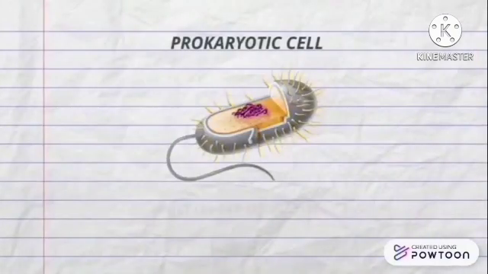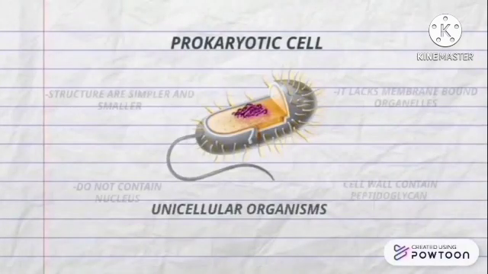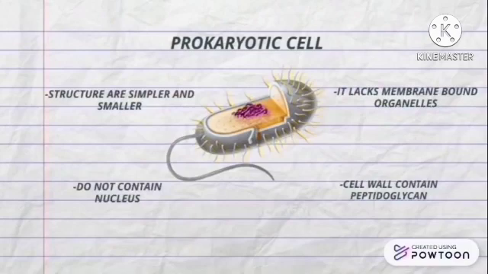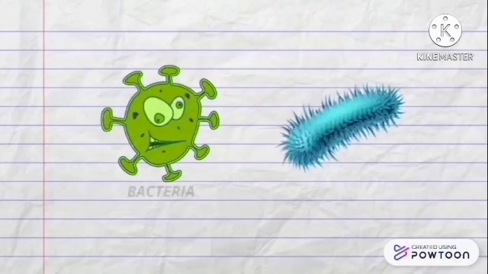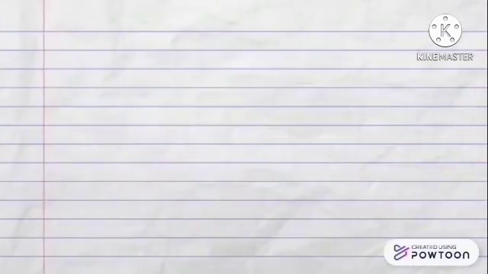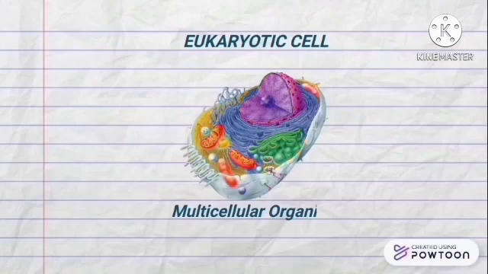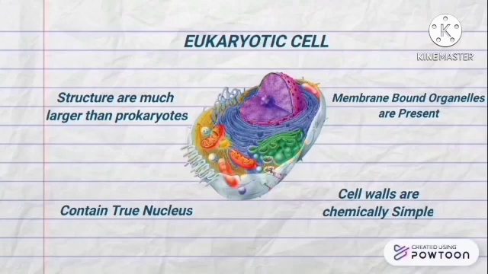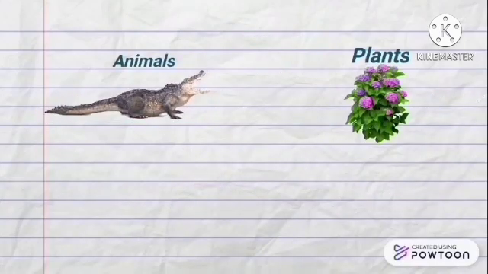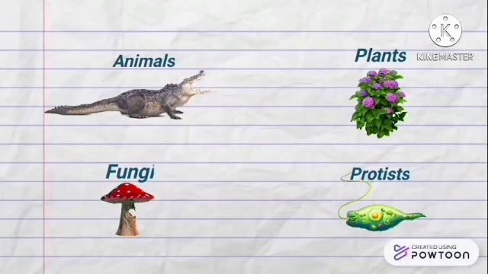Prokaryotes are unicellular organisms that lack organelles or other internal membrane-bound structures. Examples are bacteria and archaea, while eukaryotes refer to any of the single-celled or multicellular organisms whose cell contains a distinct membrane-bound nucleus. Examples are animals, plants, fungi, and protists.